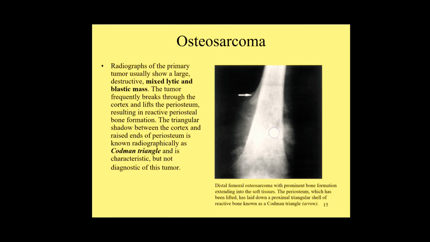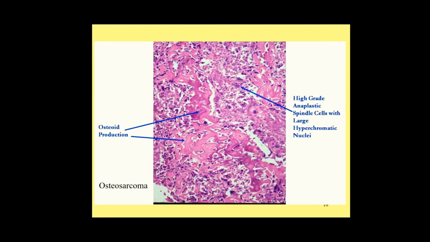So this is a radiograph showing distal femoral osteosarcoma with prominent bone formation extending into the soft tissue. Periosteum has been lifted and has laid down a triangular shell of reactive bone known as Codman's triangle. Now, as I said, histologically also they are osteoblastic, chondroblastic, fibroblastic, telangiectatic, small cell and giant cell osteosarcoma.